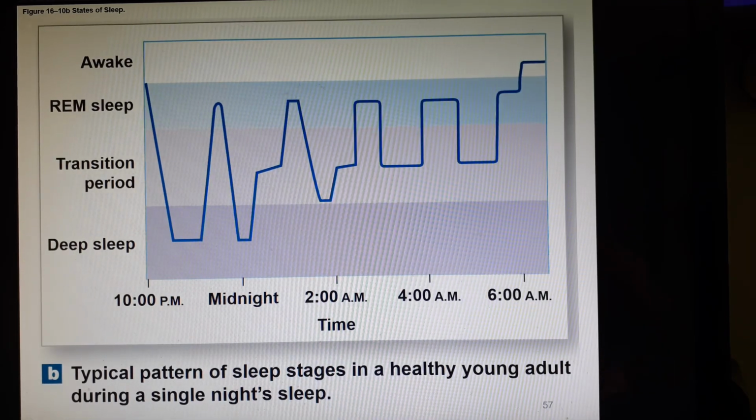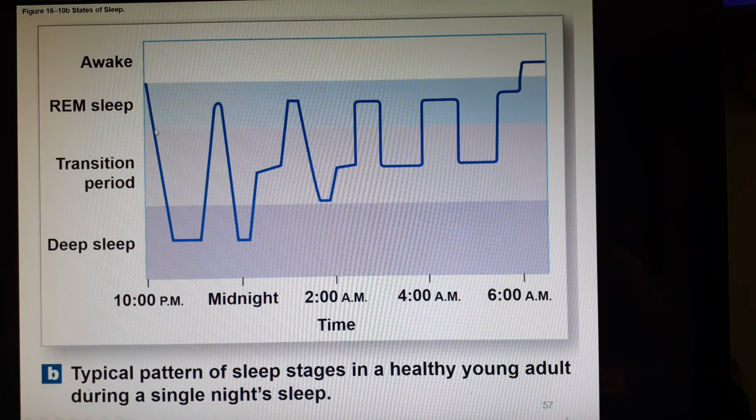And here's a typical 8-hour sleep cycle. So you go from awake to dreaming to transition to deep, and then back up. And you go back up several times. So you should dream 1, 2, 3, 4, 5, about 6 times within 8 hours.